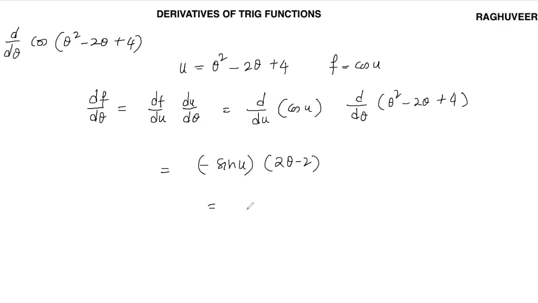And now when you substitute it, let us substitute these things. So this is minus 2, we can take it outside, theta minus 1, right? Sine of theta square minus 2 theta plus 4. So this is the full answer.